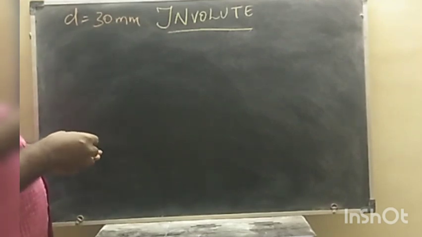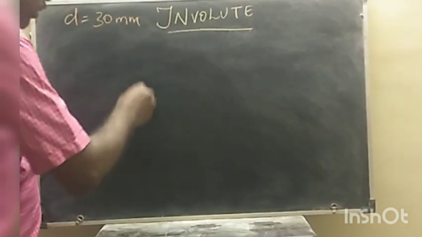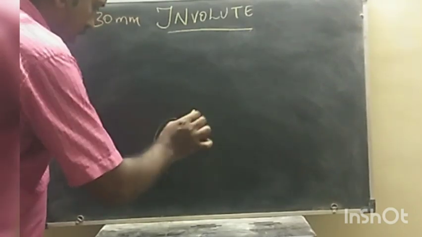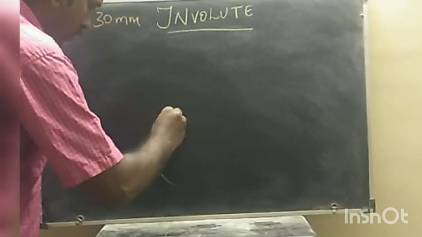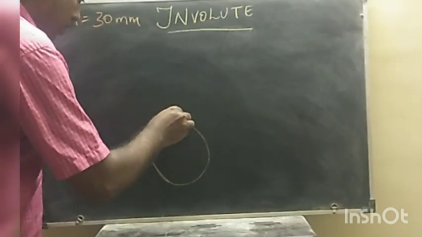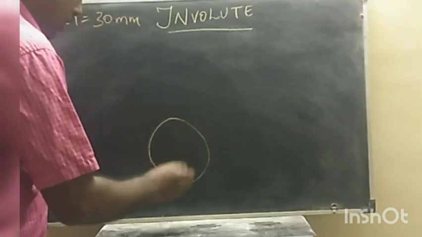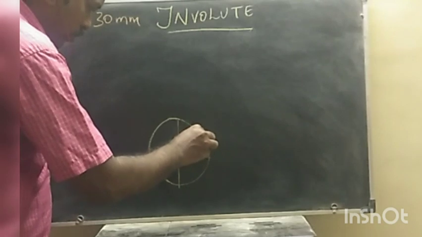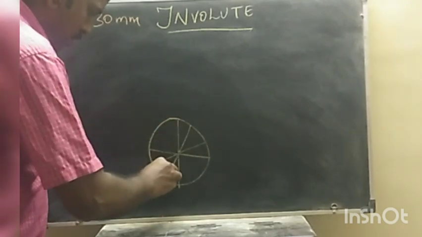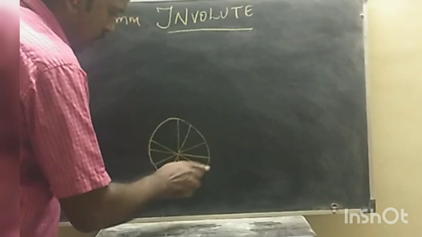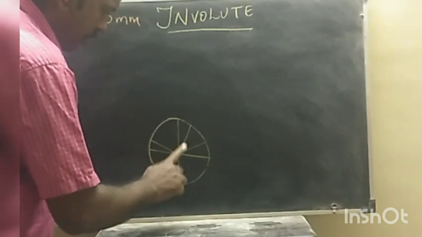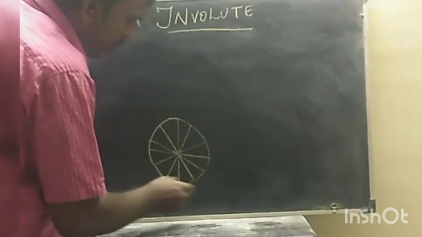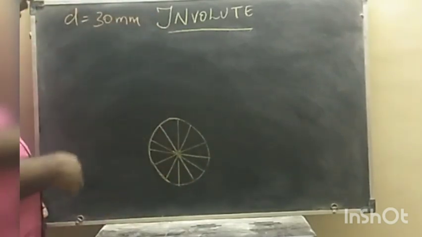As per the usual procedure, there are some important things to keep in mind. Draw a circle of 30 mm diameter and divide the circle into 12 divisions. As usual, I am going for it. So here I have divided the circle into 12 divisions.